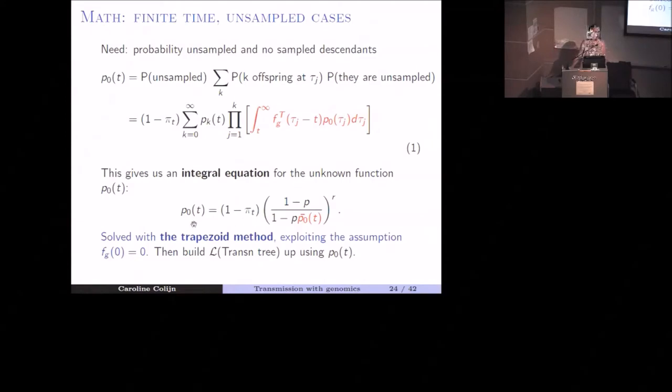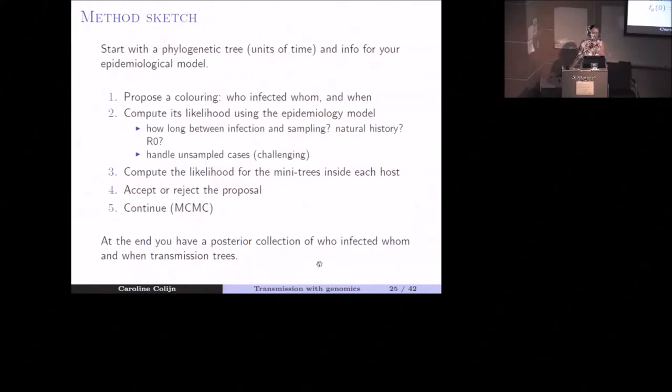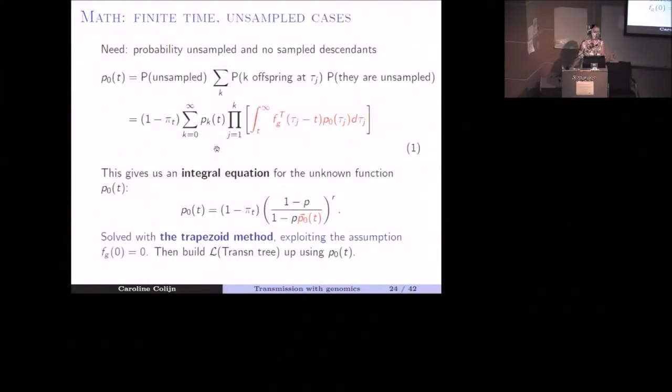Okay, and we can solve this with the trapezoid method, which you learned in second year math, or first year math, or grade 12 math, or third year math, or some kind of math sometime. To do that, we need to exploit the assumption that f_g of 0 is 0. So right when you get infected, at that exact moment, you don't also infect your friend. One second later is cool, but right at that moment, you can't. Otherwise, this is going to cause numerical weirdness. Okay, so then we can build up the likelihood of our whole transmission tree using this P naught of t. So we can say, if you infected k people, but only m of them were sampled and had sampled descendants, then the other k minus m were not, and you need P naught to the k minus m.